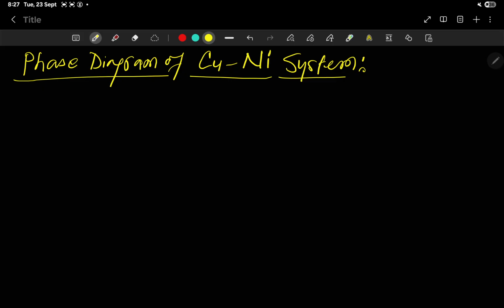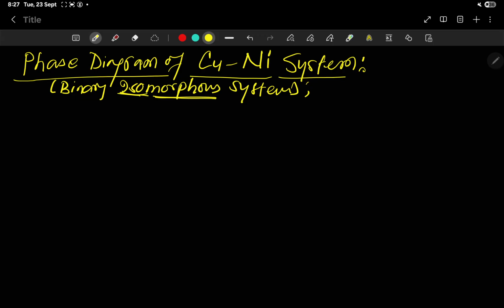This is a copper nickel system. This is also called binary isomorphous system. Iso means same, morphous means structure. So copper is having FCC and nickel is having FCC crystal structure. That's why this is also called binary isomorphous system.